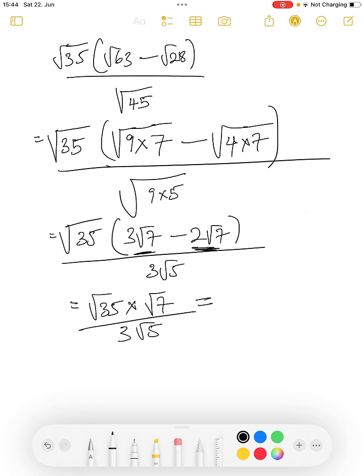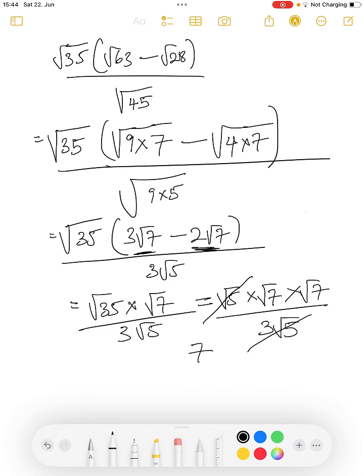And this is the same thing as root 5 times root 7, because root 5 times root 7 will give you root 35, based on the multiplication law, times root 7 all over 3 root 5. So at this stage, root 5 can cancel root 5. So you have root 7 times root 7, which is 7 over 3.